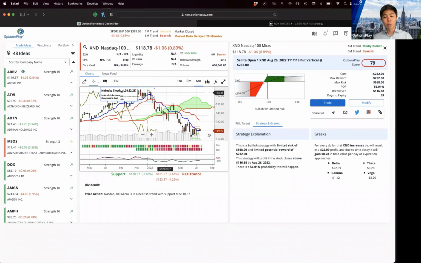Jeff, about the Ichimoku cloud, we also have a video on our YouTube channel on OptionsPlay on the Ichimoku cloud itself. So if you want to find out more about that, I highly encourage you to watch that video. We really go into the details of the 4 primary, important indicators of the Ichimoku cloud.